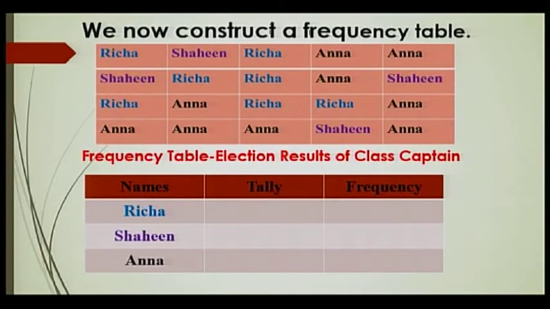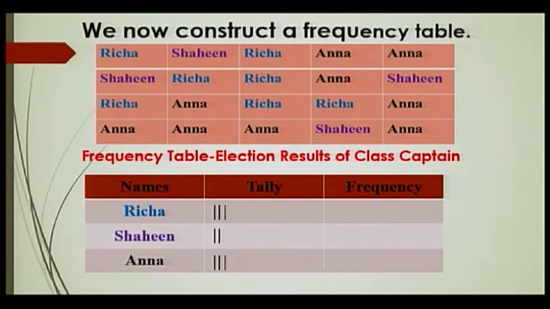Okay, so the first name is Richa. So I'm going to put a vertical bar here next to Richa. The next one is Shaheen. So I put my vertical bar next to Shaheen. Next one is Richa. So I put a second bar. Anna. So I put a bar next to Anna. Then I move to the next column. So Shaheen, Richa, I put a bar. And then I have Anna twice. So I'm going to put 2 bars next to Anna.